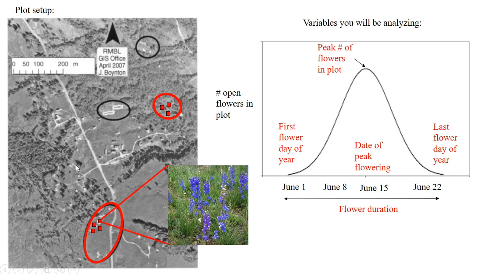Okay. And using that then, for any one plot, we could make a curve of the number of open flowers in that plot as the season progresses. And this would be the phenology, right? When the plants are starting to flower, when they're stopping flowering, when they produce the most flowers, things like that. So here's an example of a curve that we could make from one of these plots.